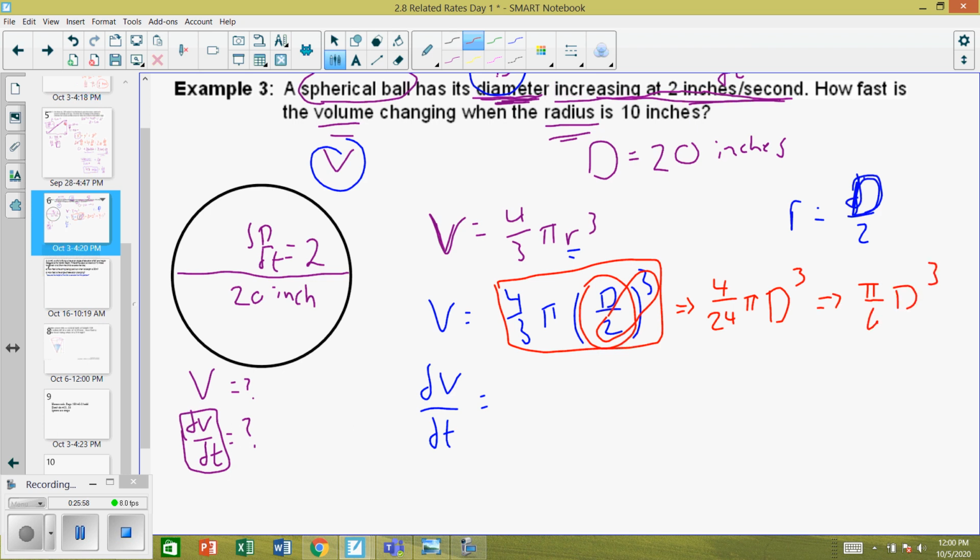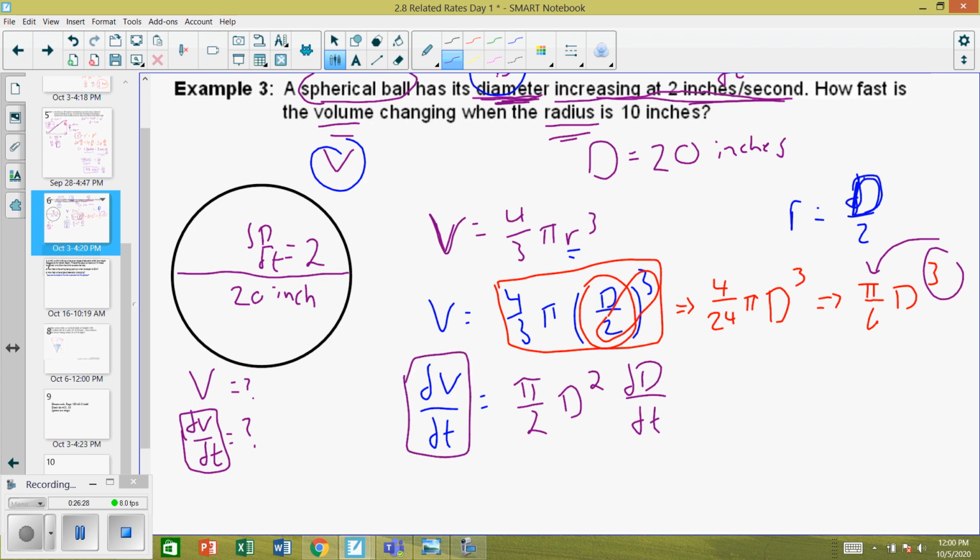So all I did was simplify out the volume equation just a little bit so we can take the derivative a little bit nicer. And it's just power rule now. So pi over 6 times 3 is going to be 3 pi over 6, or pi over 2 D. And then the power of 3 goes down to a power of 2. And then remember, dD over dt. And what we're asked to find is dV over dt. And notice how nowhere in the problem is it required for me to actually know what the volume is at this time. So I'm just going to plug in everything else that I know.